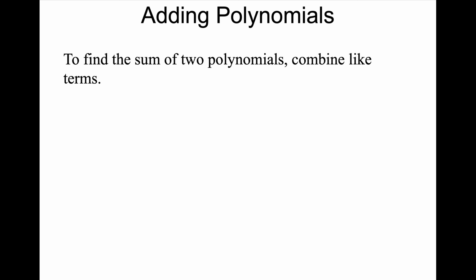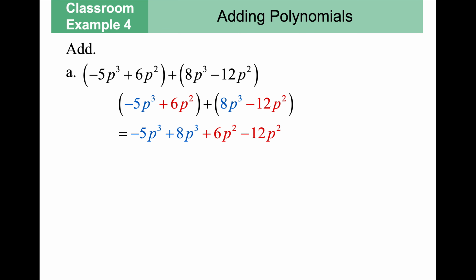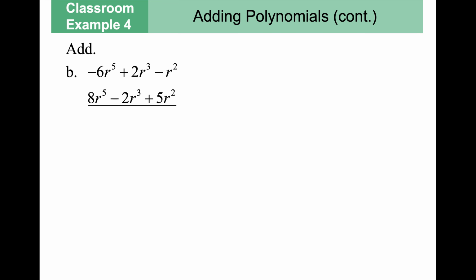To find the sum of two polynomials, all you do is add them and combine your like terms. So let's look at an example. Here I want to add these two polynomials. I'm going to color code them by like terms. Since I'm adding, I can drop the parentheses off and move them next to each other. Negative 5 plus 8 is 3. 6 minus 12 is negative 6. So there's my added polynomial.